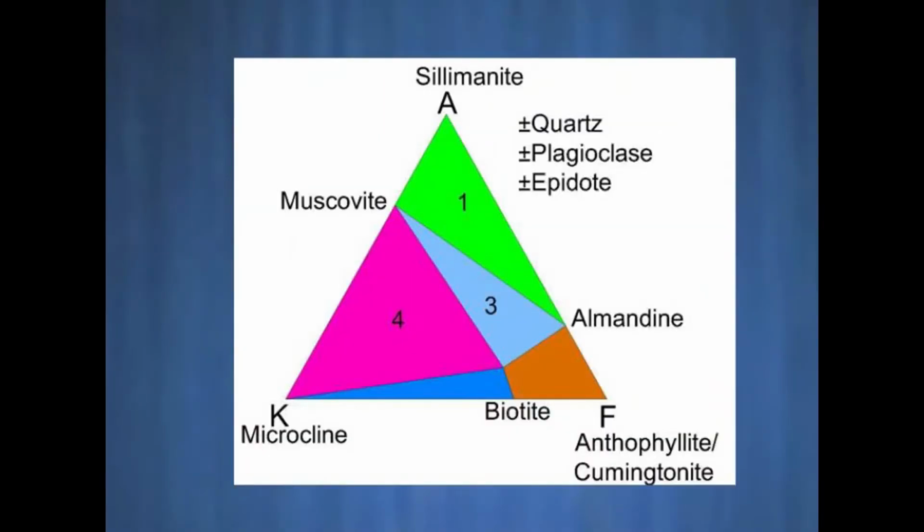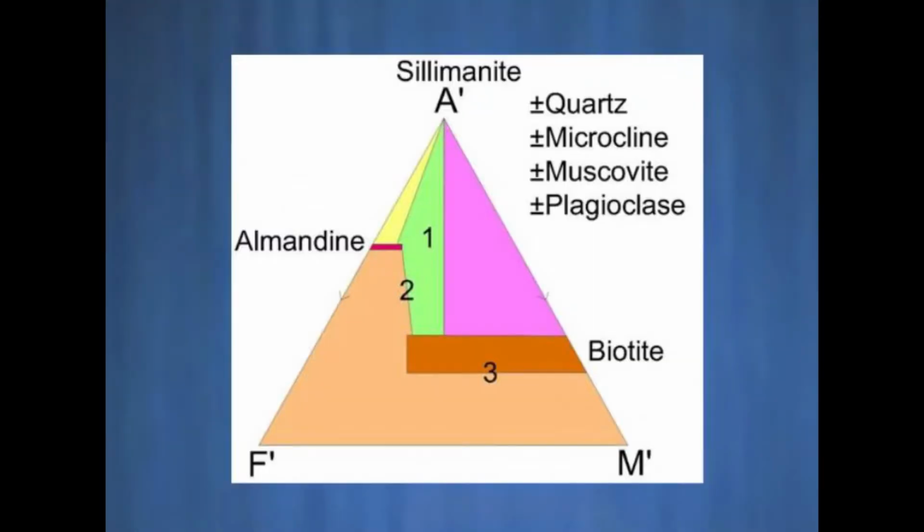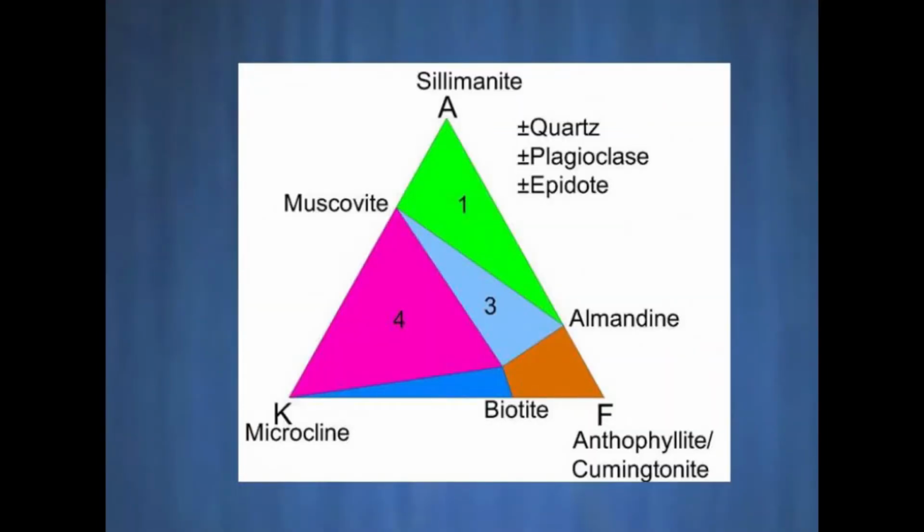Now, the third assemblage is almandine plus minus biotite plus minus muscovite plus minus microcline plus minus plagioclase plus minus quartz, also known as almandine biotite gneiss. The fourth assemblage is sillimanite, biotite, muscovite, microcline, plagioclase plus minus quartz, also known as sillimanite biotite gneiss. The fifth assemblage is biotite, muscovite, microcline, plagioclase plus minus quartz, also known as biotite gneiss.